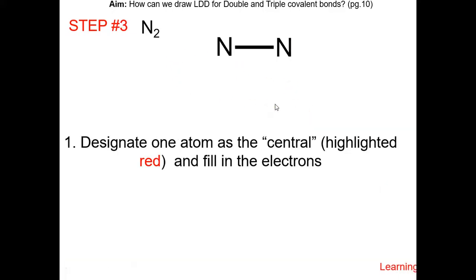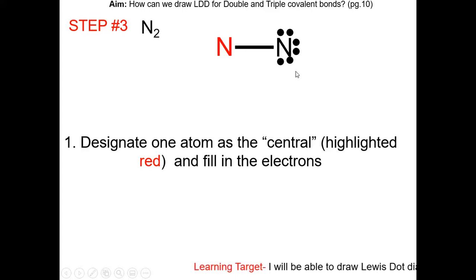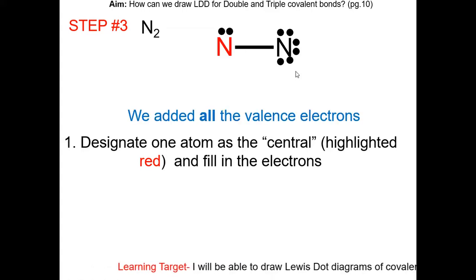So I'm going to designate one of the nitrogens as the central atom, highlighted red. Now we have to fill in the electrons. We're going to place 6 electrons on the non-central atom and place the rest on the central. At this point, we added all the valence electrons. In the beginning, we had 10. So let's double check. We added 1, 2, 3, 4, 5, 6, 7, 8, 9, 10.